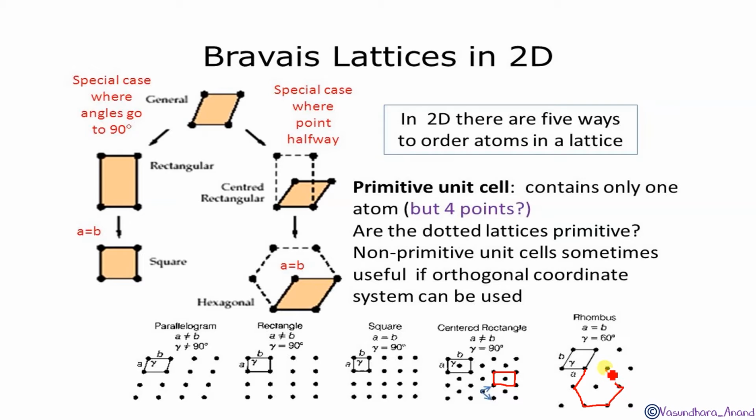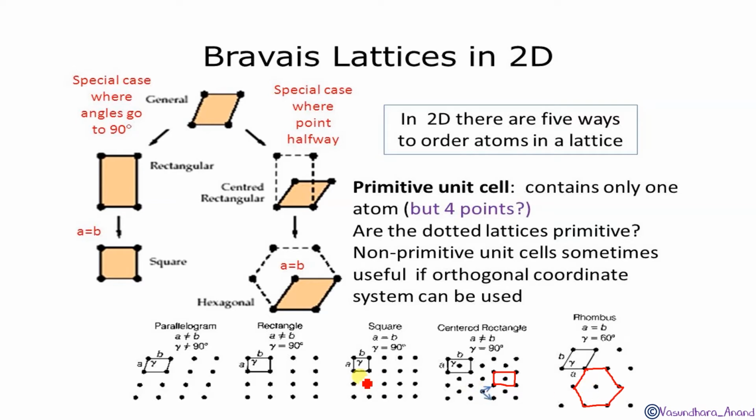yes, it is giving you hexagonal shape, and in the center, one is in the center. So that is also called rhombus, where the angle will be 60 degree and all the A, B will be equal. Okay, is that clear? All the sides will be equal.